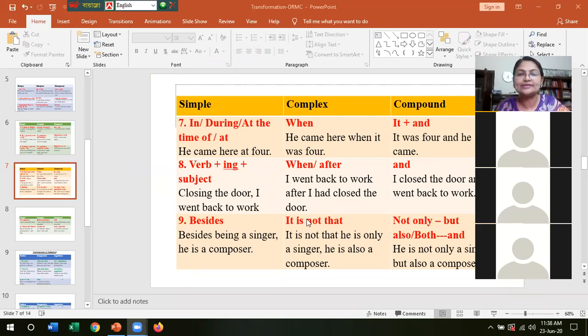To make it complex, we must use when or after. If there is verb plus ing, then we must use when or after. I went back to work after I had closed the door. And the last one is, to make it compound, we must use and. I closed the door and went back to work.